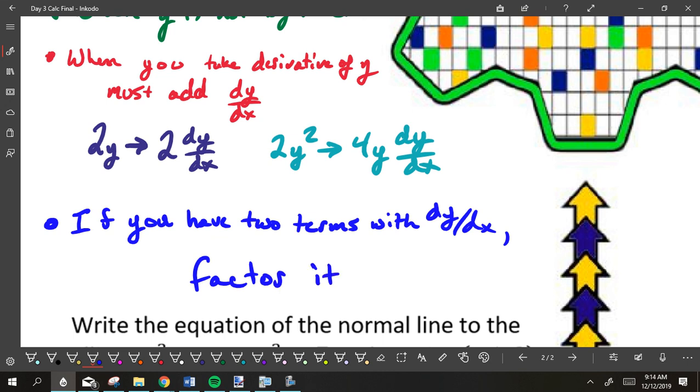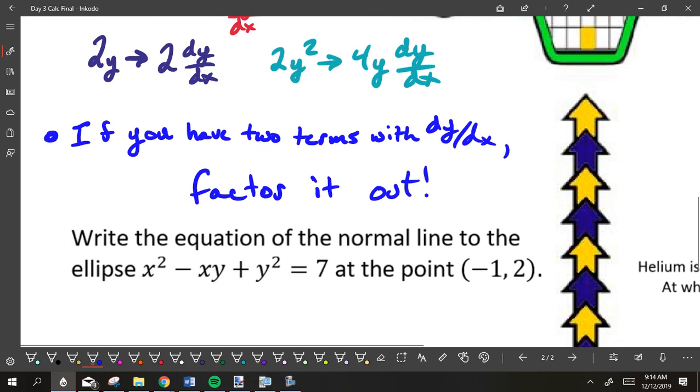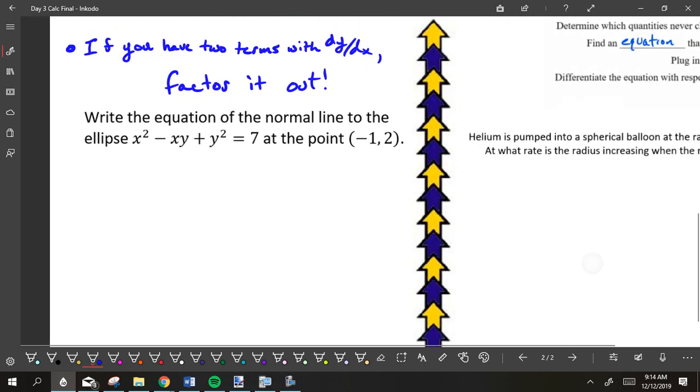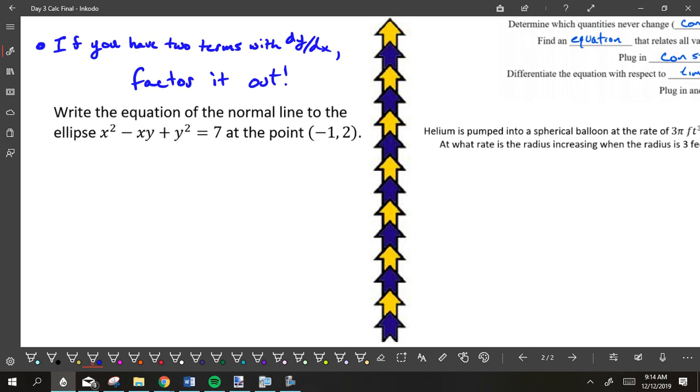All right, let's do an example here. It says, write the equation of the normal line to the ellipse x squared minus xy plus y squared is equal to 7 at that point. So down here at the bottom of my paper, I'm writing the equation of a normal line. All right, cool.